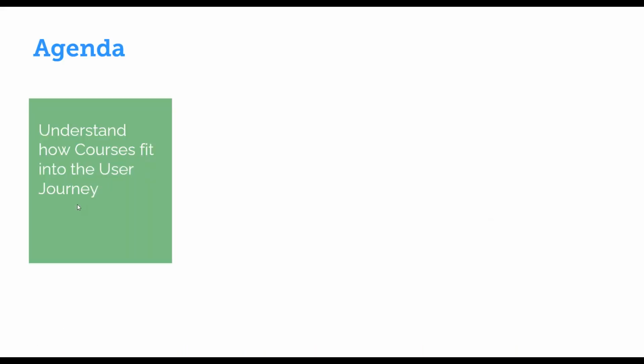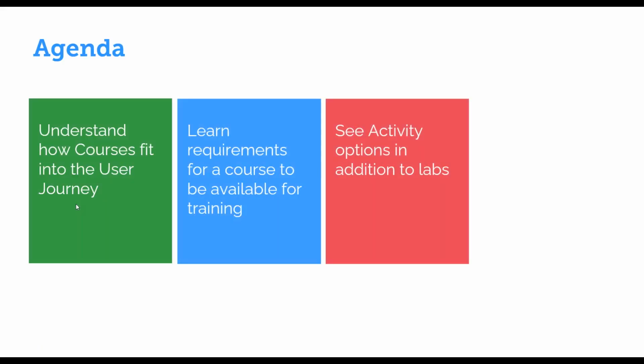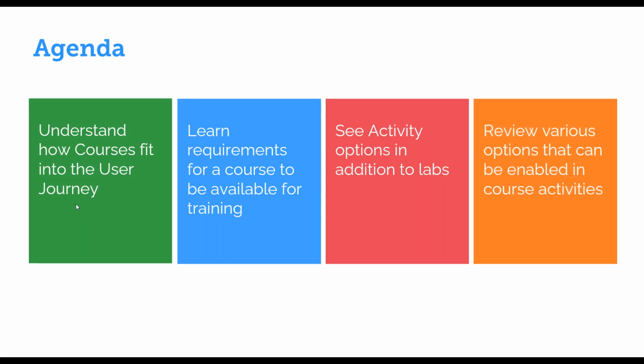And we'll be talking about understanding how your courses fit into the entire user journey using our platforms. You'll learn requirements for a course to be able to be available for training. You'll see activity options, and in addition to our labs, not just our labs, and we'll review various options that can be enabled on those course activities.